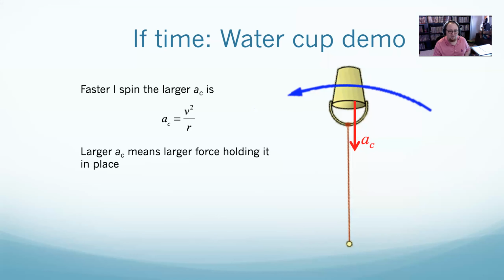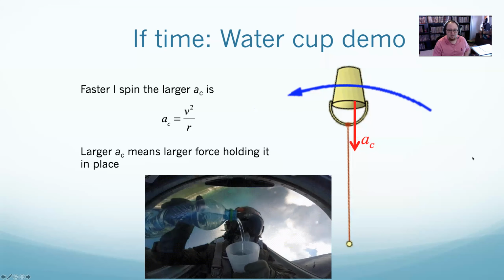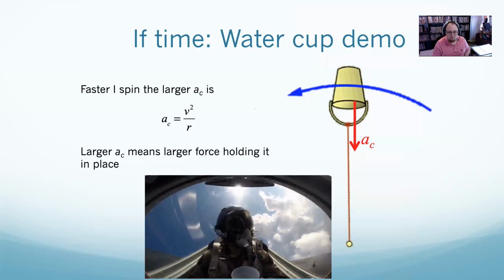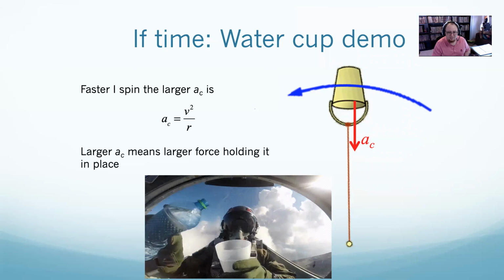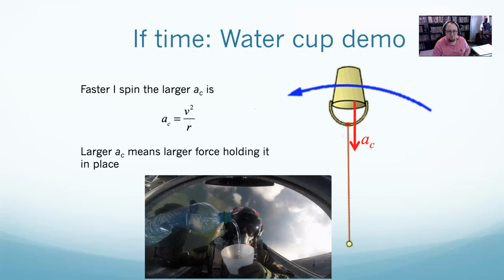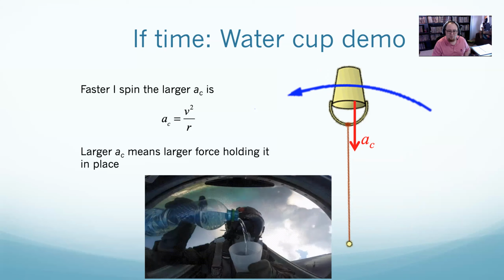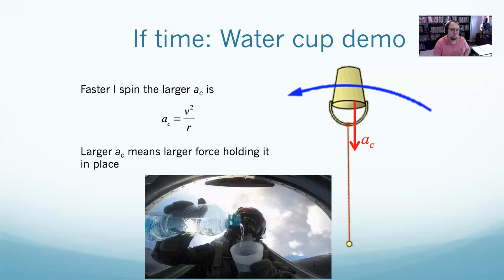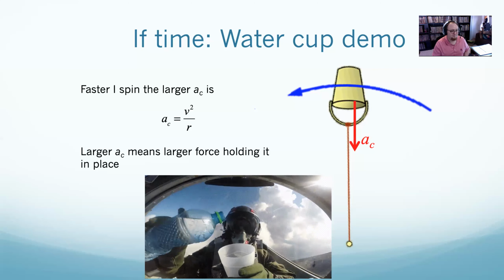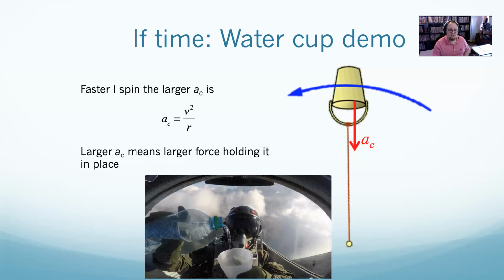To show it another way, this is a pilot doing a barrel roll, you can see in the background, while pouring water. At all times, the water goes towards the cup because it's feeling the centripetal acceleration. Even when he's upside down, the centripetal acceleration is going to pull downwards. Okay?